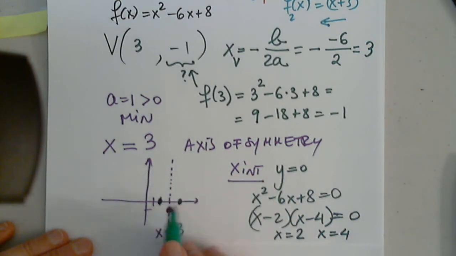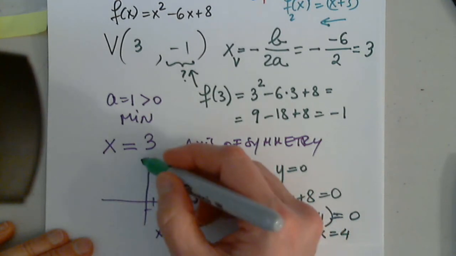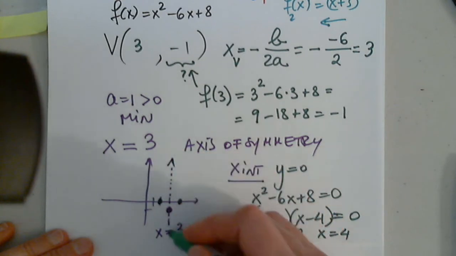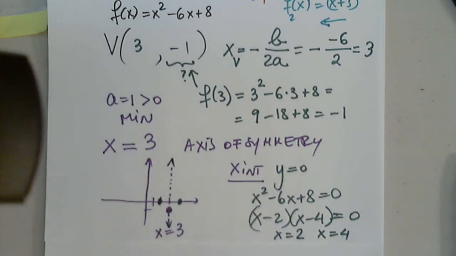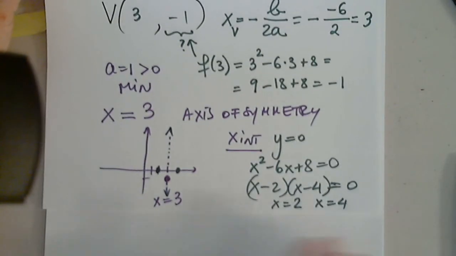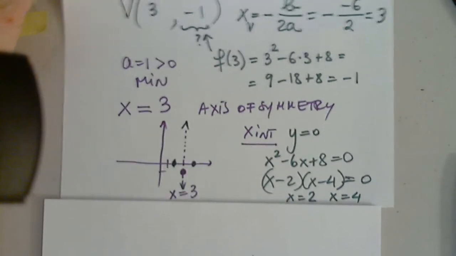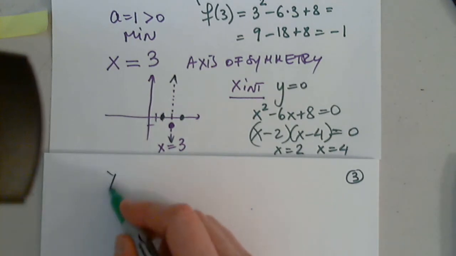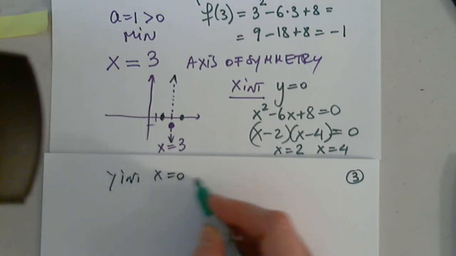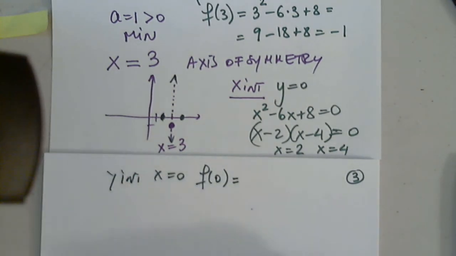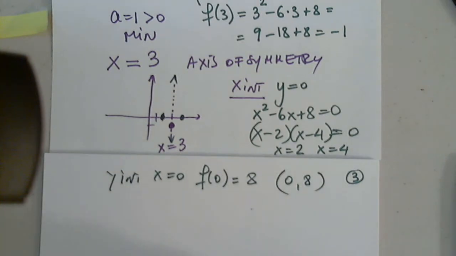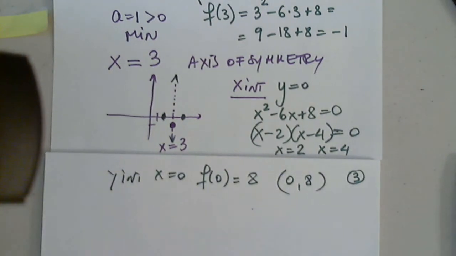They have to be symmetric with respect to the axis of symmetry because this is a symmetric curve. And now, can anyone give us the y-intercept for this? Set x equal to 0. Very good. So f of 0. How much is f of 0? 8. Very good. (0, 8). Great job.